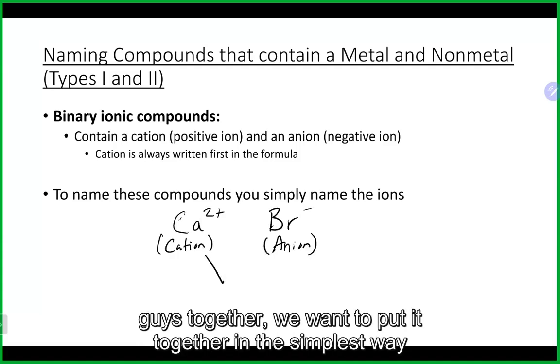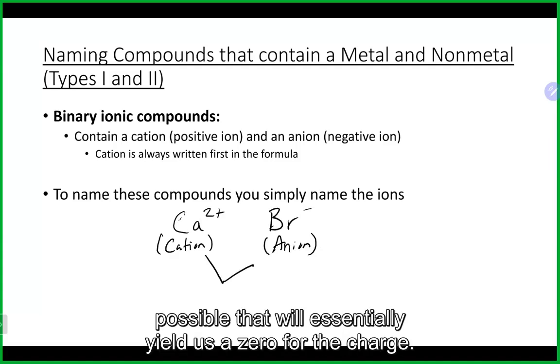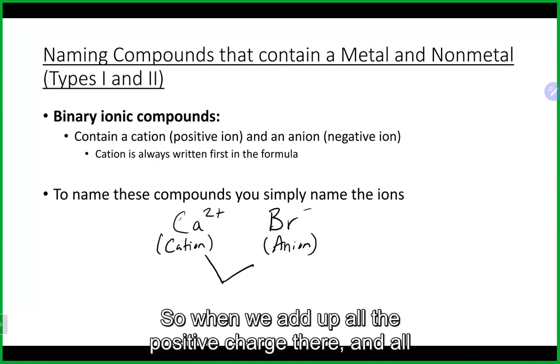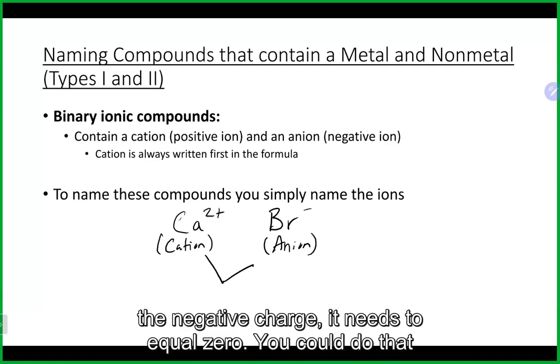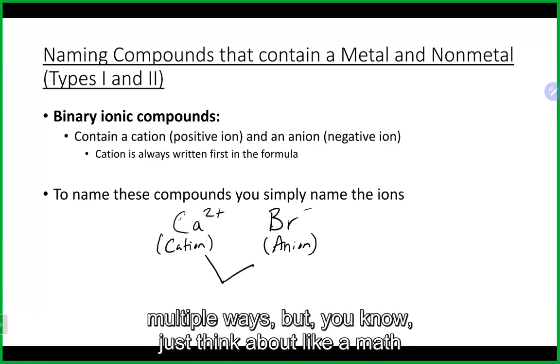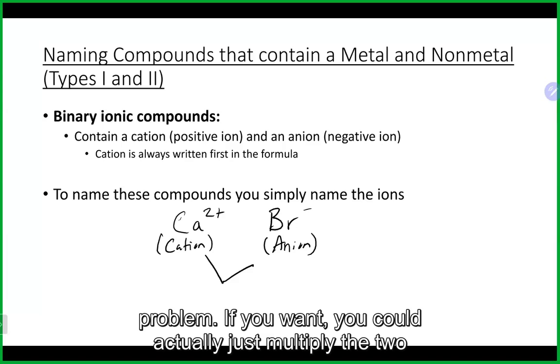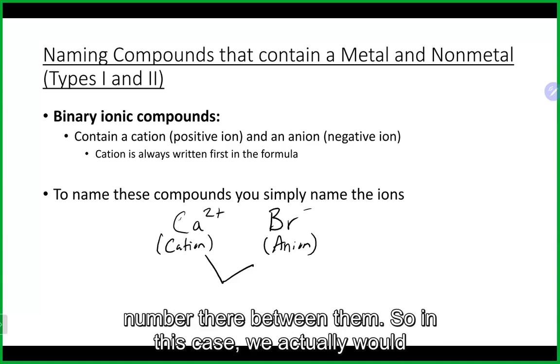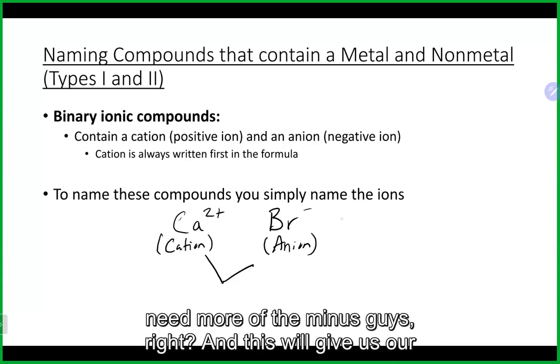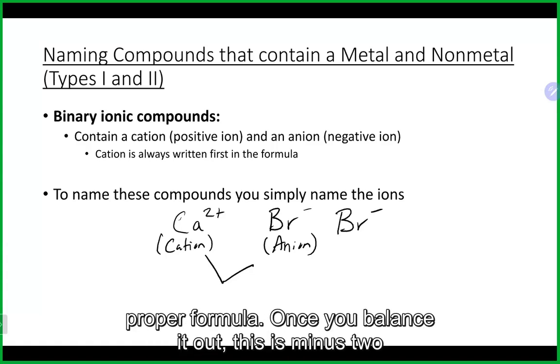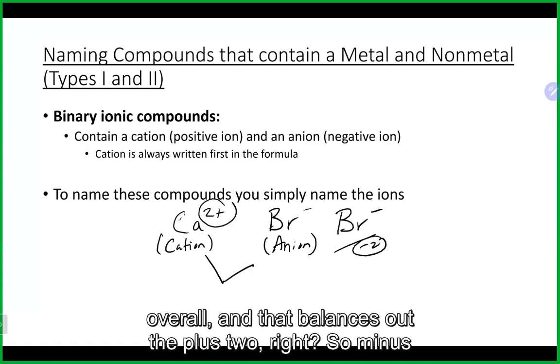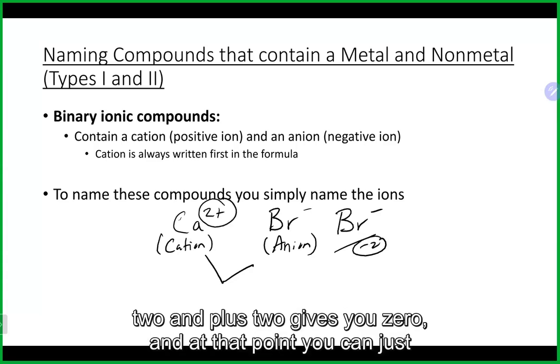When we put these together, we want to do it in the simplest way possible that will yield a 0 for the charge. When we add up all the positive charge and all the negative charge, it needs to equal 0. You could do that multiple ways, but you can think about it like a math problem. You could just multiply the two numbers together: 2 and 1, so 2 is the common number between them. In this case, we need more of the minus ions, and this will give us our proper formula. Once you balance it out, this is -2 overall, and that balances out the +2. So -2 and +2 gives you 0.